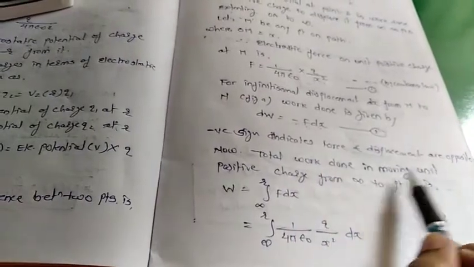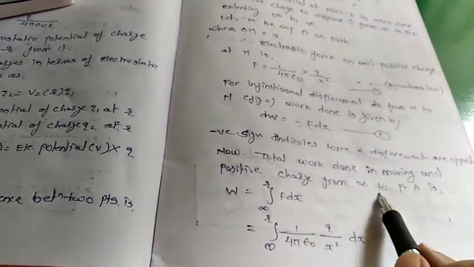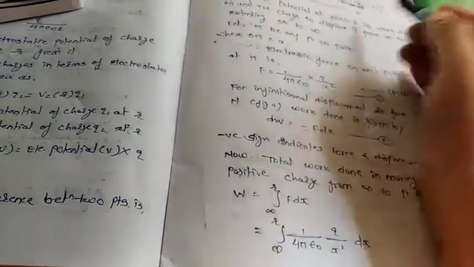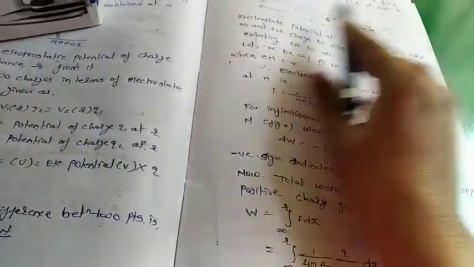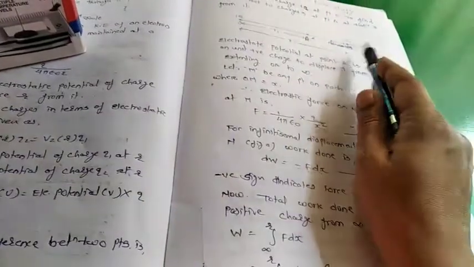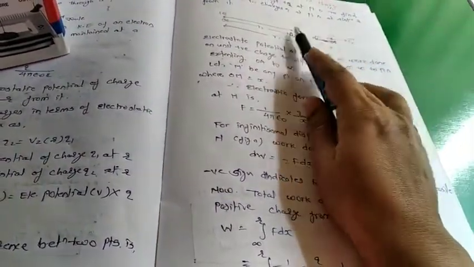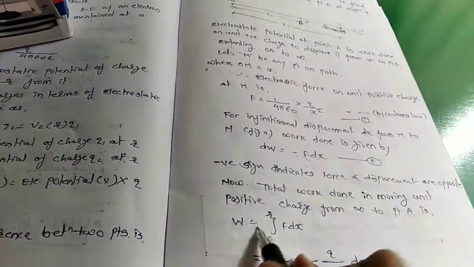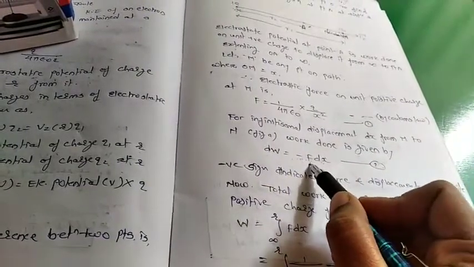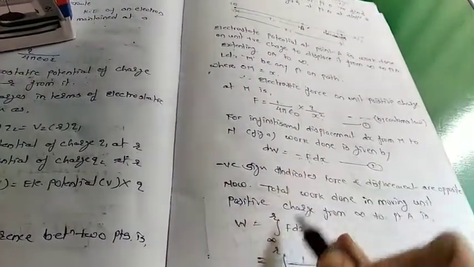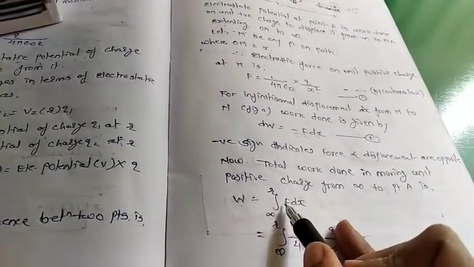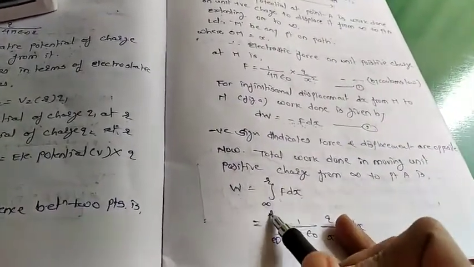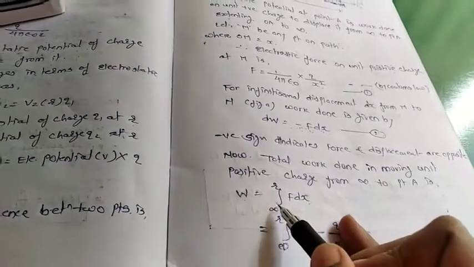Now, the total work done in moving a unit positive charge from infinity to point A, that is, the distance OA, extends from R2 or from dx to infinity. So we are bringing this charge from infinity to point A. The total work W is the integration of the small displacement dx. So it is F into dx, and this distance extends from infinity to R.